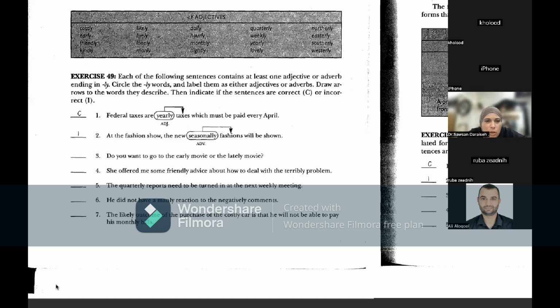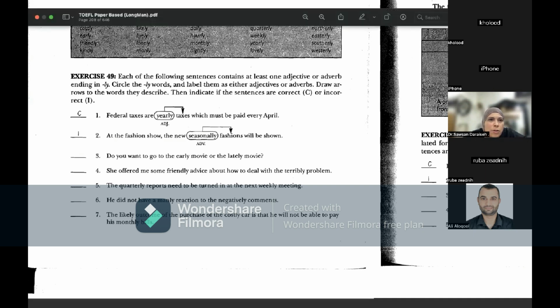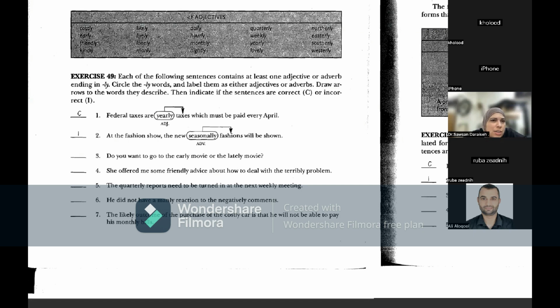Number 3. All right. Do you want to go to the early movie or the lately movie? So what's the problem? With early, for me, I understand it. So I don't know where the mistake is. No, there's no mistake here, because early movie is fine. See, early, you can use it before a noun in this kind of way. But the problem is with lately.